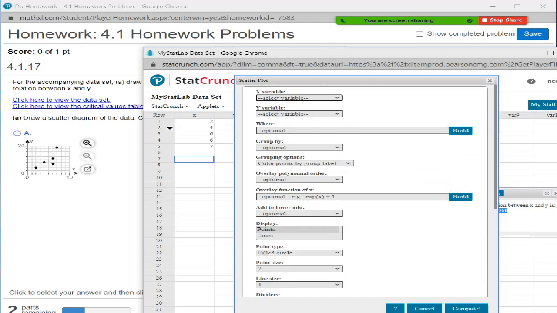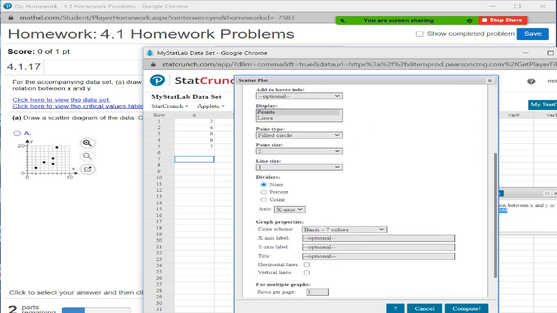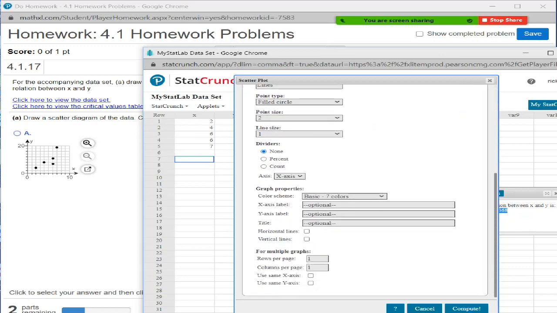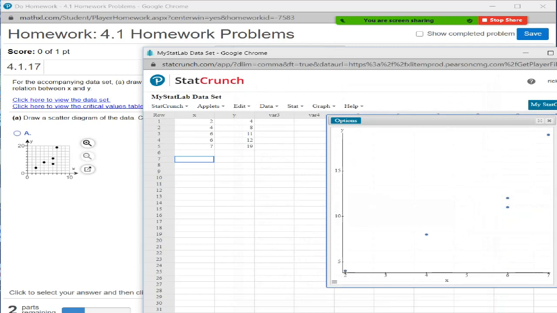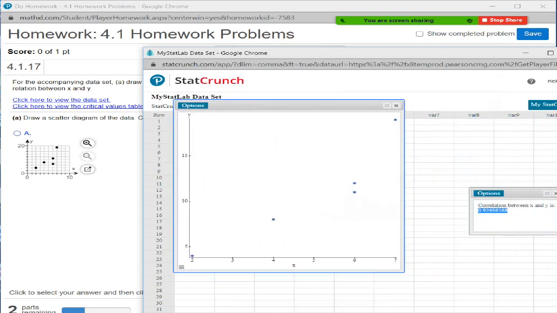And the X variable is going to be the X, and the Y variable is going to be the Y. And I can pretty much leave everything else alone. I don't have to set a lot of these. There's a whole bunch of options here, but just say compute. And here's my scatter plot diagram.